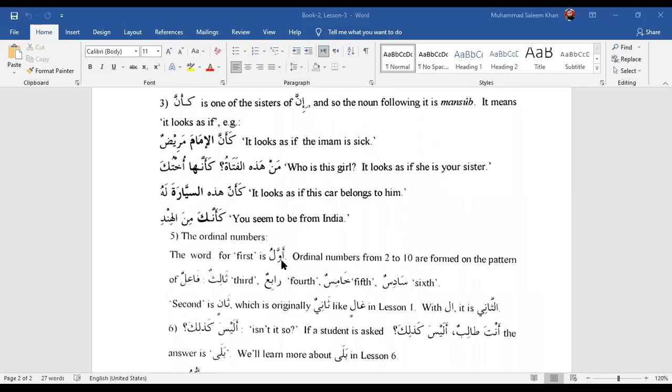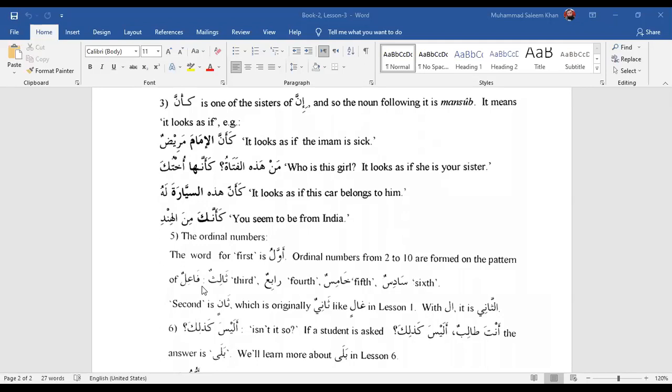comes on the pattern of أول, and then from الثاني, الثالث, الرابع, from 2 to 9, it will come on the pattern of فاعل. For example, الثاني, الثالث, الرابع, الخامس, السادس. And الثاني can be ثاني or ثان because it's ism manqus, like غال, if you remember. So the numbers from 2 to 9 will be on the pattern of فاعل.